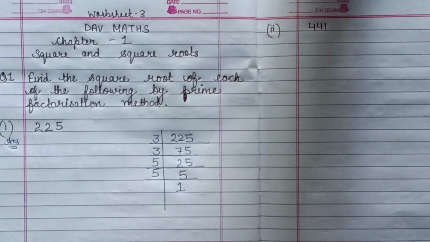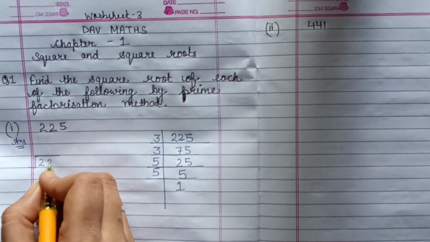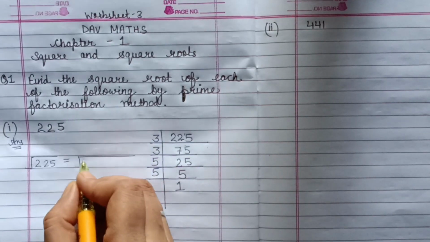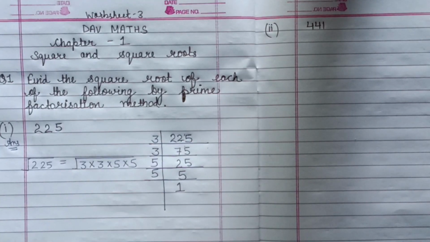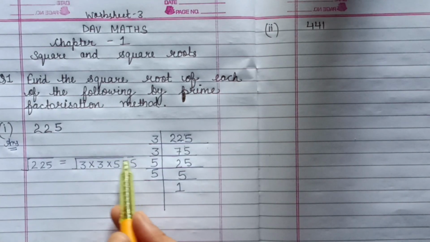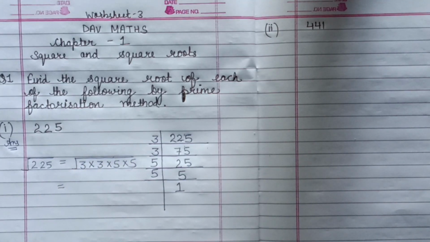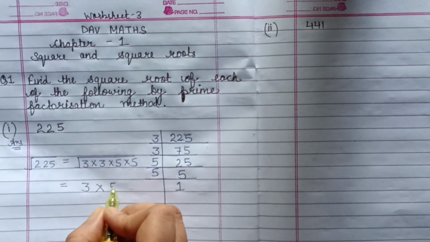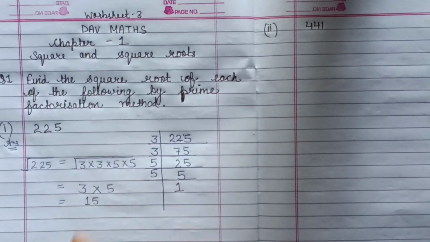Now we have to find the square root of 225. This is the symbol of square root. I write 225 here and again the square root here. I write these numbers: 3 multiplied by 3 multiplied by 5 multiplied by 5. 3 multiplied by 3, here two numbers are 3, so this is a pair. 5 multiplied by 5 is also a pair, so from each pair I write only one digit. 3 multiplied by 5 is equal to 15. Hence 15 is the square root of 225. This is our answer.